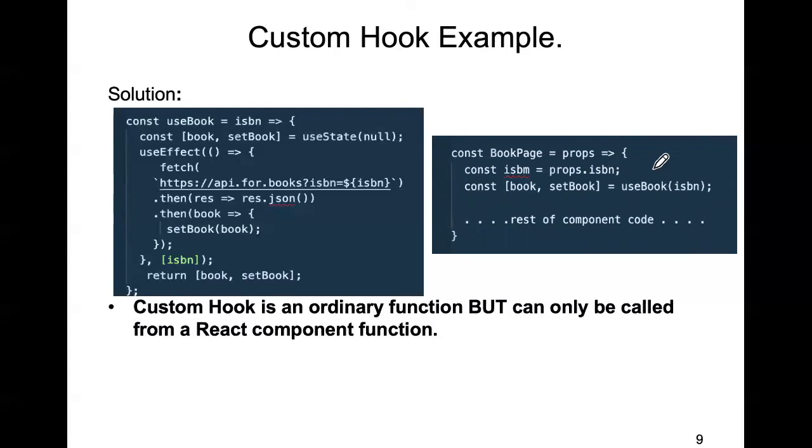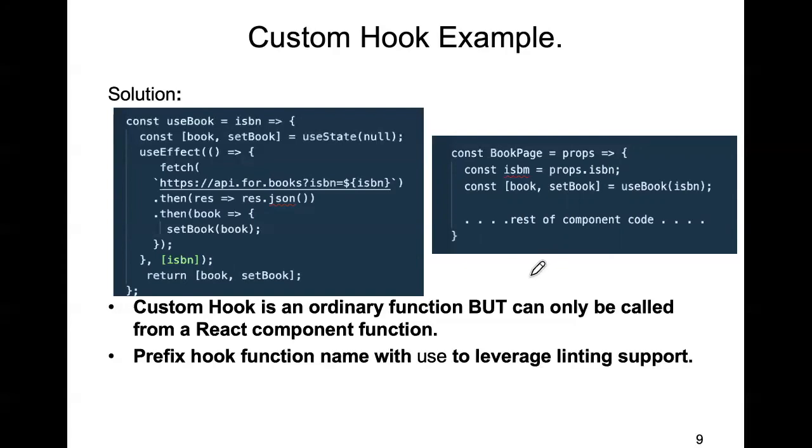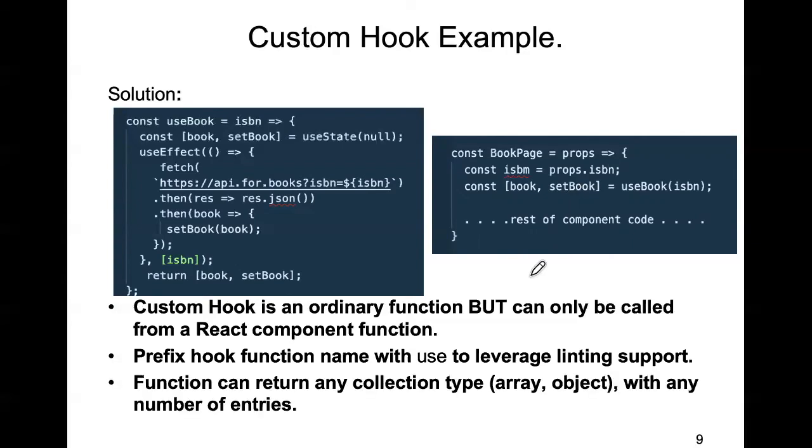So the thing to note is that the custom hook is an ordinary function. That's the one on the left now. It's just an ordinary function, but obviously it can really only be meaningfully called by a React component function. It has no use outside of that. I've mentioned prefixing your custom hook name. And the custom hook, as I said, can return any type of collection.